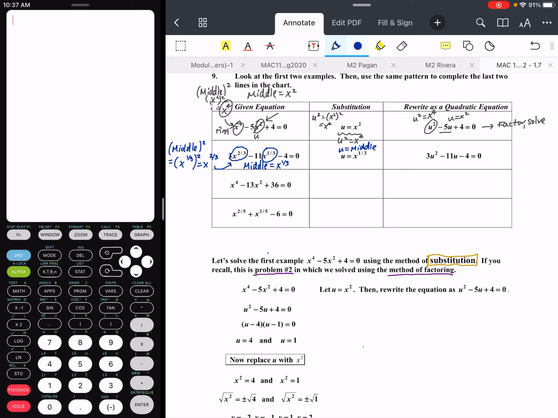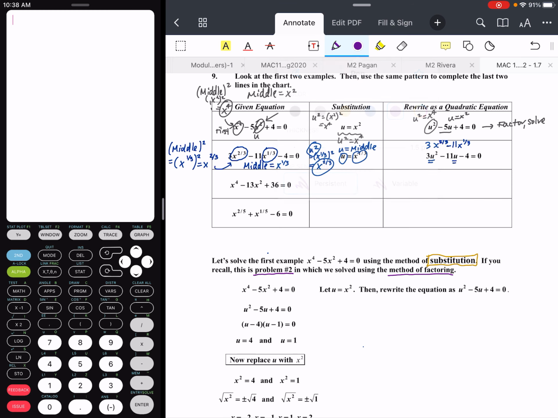And by the way, if I take u squared, that would be equal to x to the 1/3 squared, which would give me x to the 2/3. So keeping that in mind, I used to have my equation 3 times x to the 2/3. Now this is rewritten as 3 times u squared, because u squared and x to the 2/3 are the same thing. Then my equation read minus 11 times x to the 1/3, but now this is going to be minus 11 times u, because u and x to the 1/3 are the same thing. And then I just copy down my minus 4 equals 0.